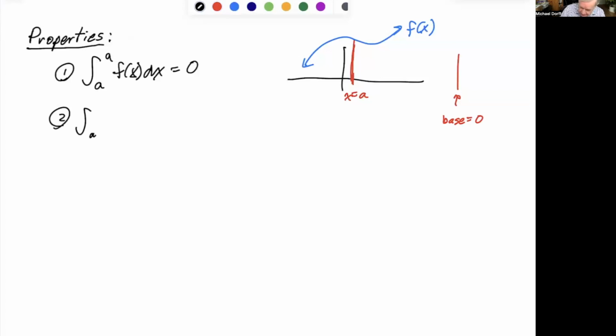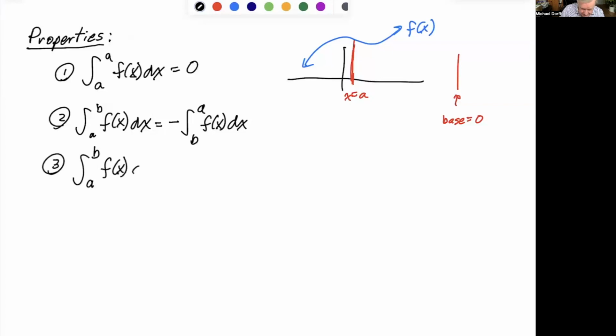Okay, second property: if I'm going from a to b on my integral, and now I want to switch it and go from b to a, so I'm changing that direction, I'm going to get a negative value. Third property: if I've got an integral of f of x dx and an integral of g of x dx, I can write that as just one integral by adding the functions together.